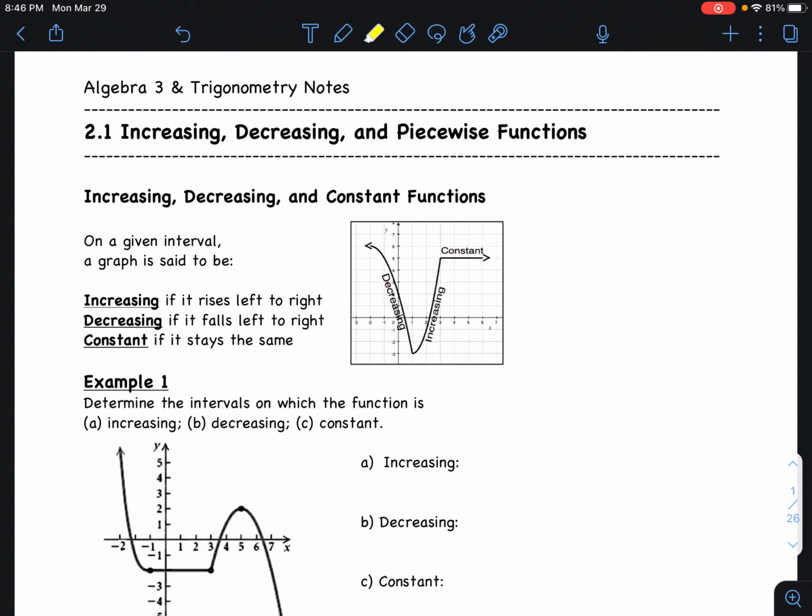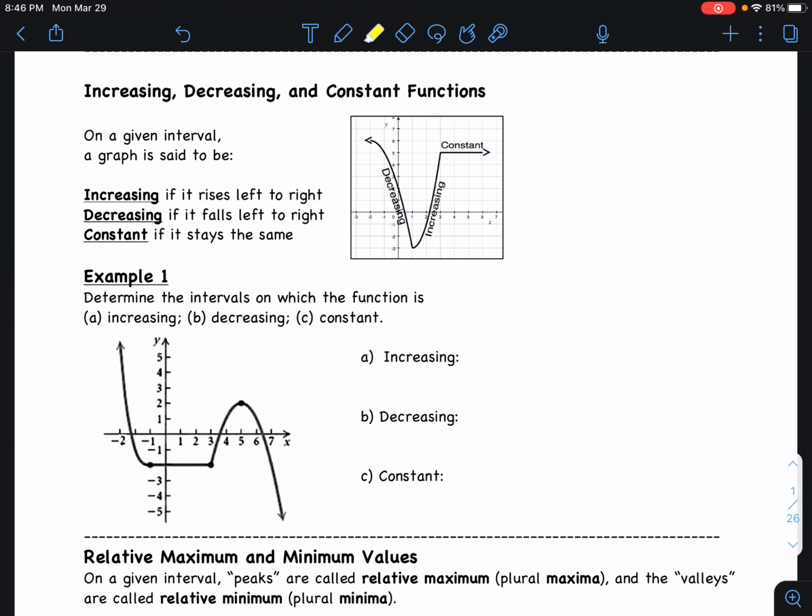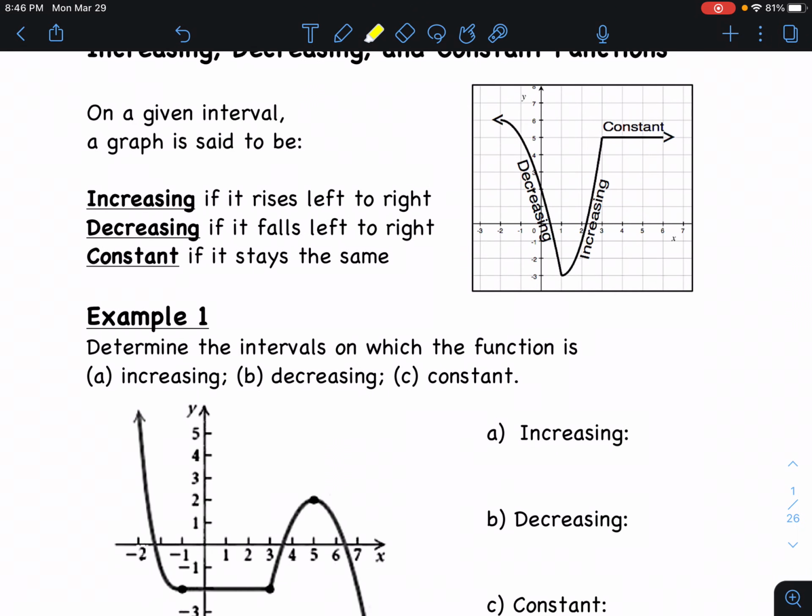Okay, guys, we're getting into Unit 2 today, beginning Unit 2. So today in Section 2.1, we're going to be discussing increasing, decreasing, and piecewise functions. So increasing, decreasing, and constant functions, this is actually discussing intervals. On an interval, a graph is said to be increasing if it rises left to right. So here's an example of an interval that is increasing, that little section.